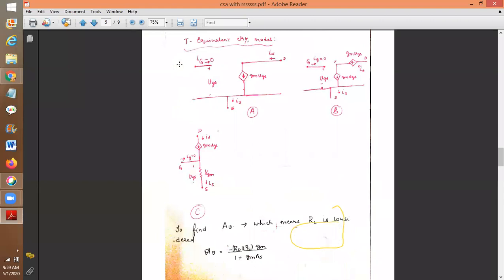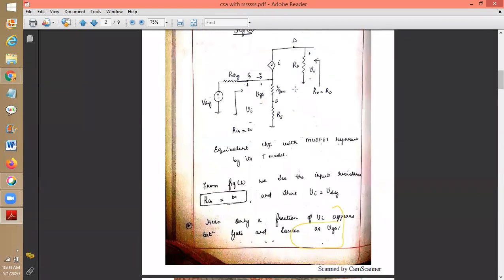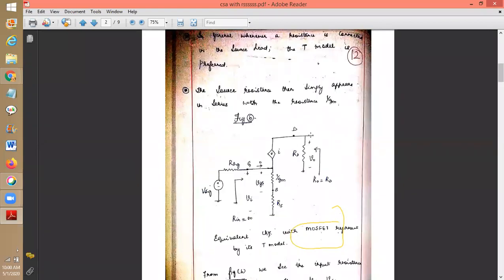So how to find AV? See, you have the AV naught expression here. What is AV naught? Minus RD into GM divided by 1 plus GM into RS. So how do I make AV? If I want to make AV, just add RL. Where do you have to add RL? See here, in the circuitry, you have RD. RL is the load resistance connected between the drain and ground. So you just place an RL here. Please place one resistance here.